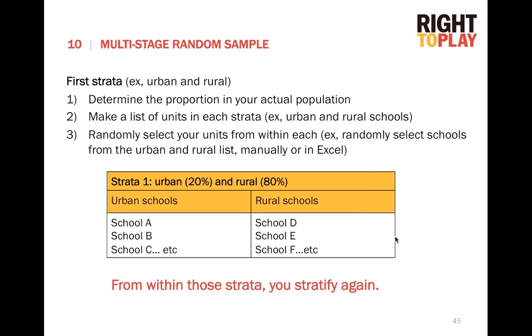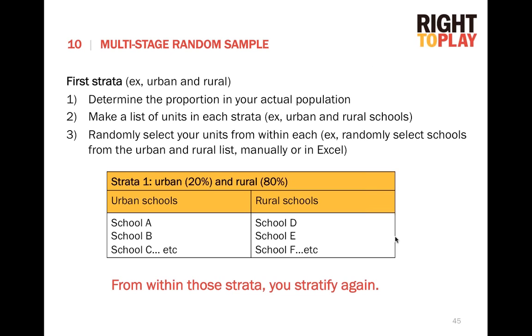The process for doing this is very similar to what we've already talked about. For your first strata, for example, urban and rural, determine the proportion in your actual population. Then you make a list of units in that strata. So for example, you list out the urban and the rural schools. Then you randomly select units from within each of the strata. So you randomly select schools from the urban list and you randomly select from the rural list. And you do that separately. So each list gets its own simple random sample.